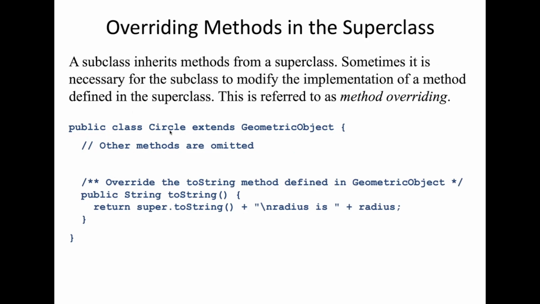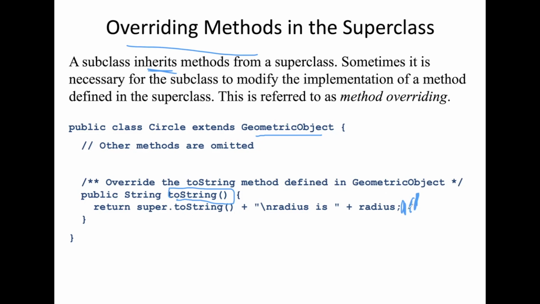This is an example of circle extending from geometric object. This toString method also exists in geometric object. By implementing its own logic here, we're overriding the behavior of the parent class toString with that of its own. That is method override in the context of inheritance. In Java, method overriding is a feature that allows a subclass to provide a specific implementation of a method that is already defined in a superclass.